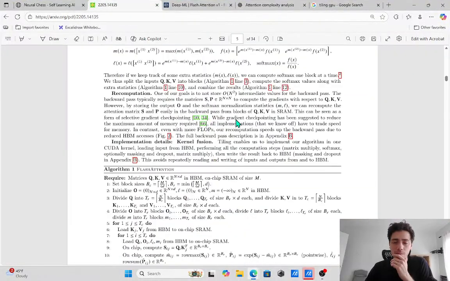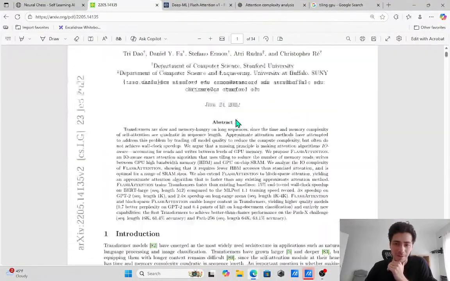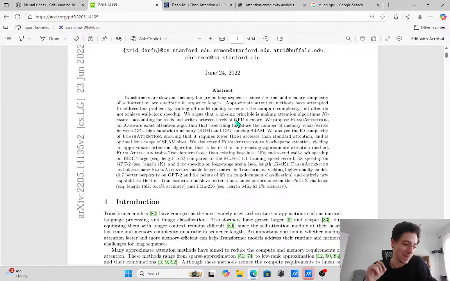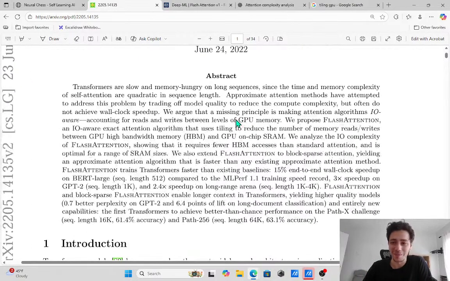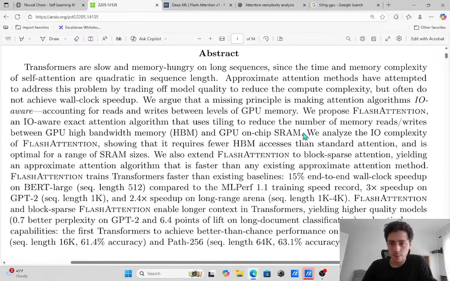Okay. Back to the abstract of the paper. I'm taking my time with the abstract, trying to understand all the small details so we fully understand this. We'll see if we'll even get to the paper today. Flash attention. Okay, so tiling to reduce the number of reads and writes between the GPU and high bandwidth memory. Okay.